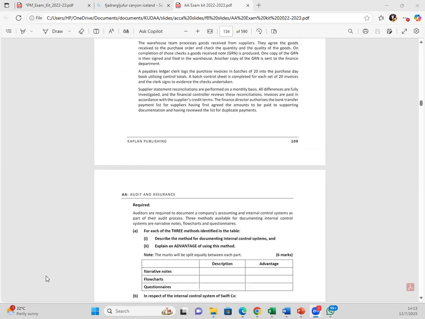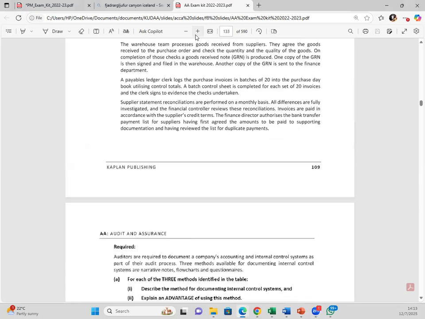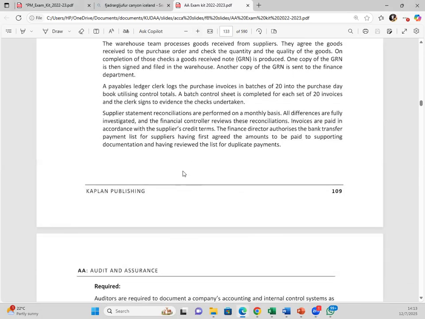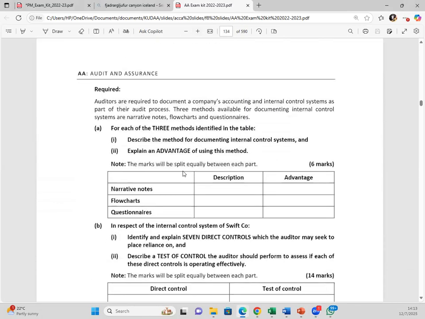Okay, I think this one is more interesting. Which question is this one? Let's zoom it. So for each of the three methods, okay.